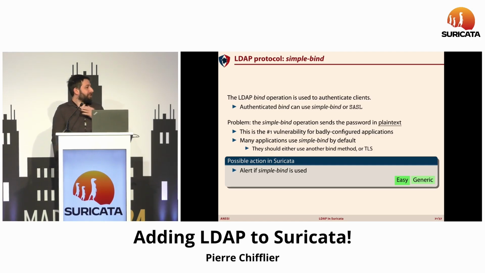Simple bind has a slight problem. It sends the password in plain text, so it's interesting for attackers. This is the number one vulnerability, jokes aside, for application misconfiguration. It's very easy to detect because a simple bind operation is just characterized by some constants, so I believe the rule for Suricata will be very easy to write. Any simple bind operation is just a mistake and should be transformed into an alert. It's a very generic rule, so yay, at least we can write one rule.